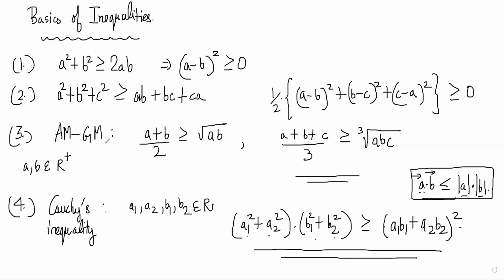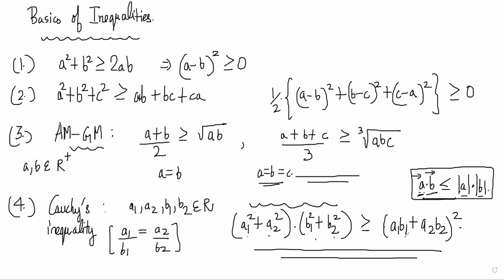Also, by the way, for the AM-GM inequality, the equal sign happens when a is equal to b, and for three variables it happens when a is equal to b is equal to c. And in the Cauchy inequality, the equal sign happens when the two vectors are parallel to each other. Basically, we can say that a1 by b1 should be equal to a2 by b2 for the equality case. Otherwise, this is greater than this, but equality happens when a1 and b1 are proportional to a2 and b2, right?